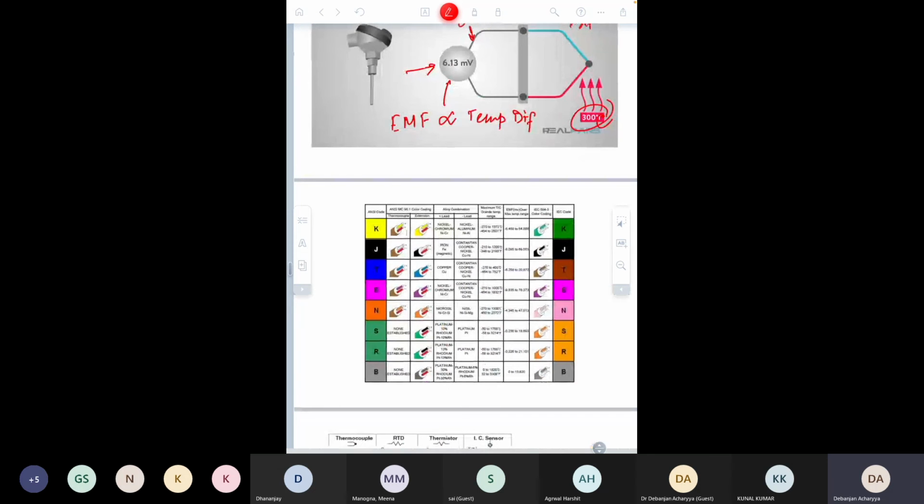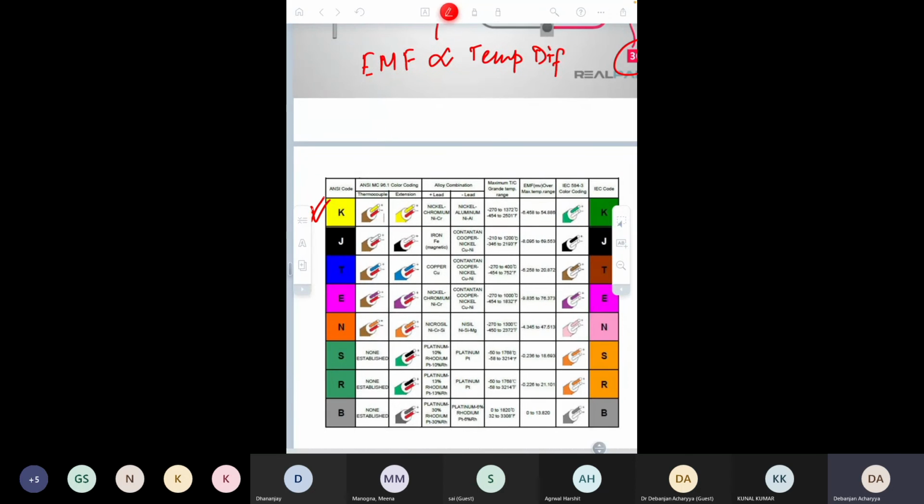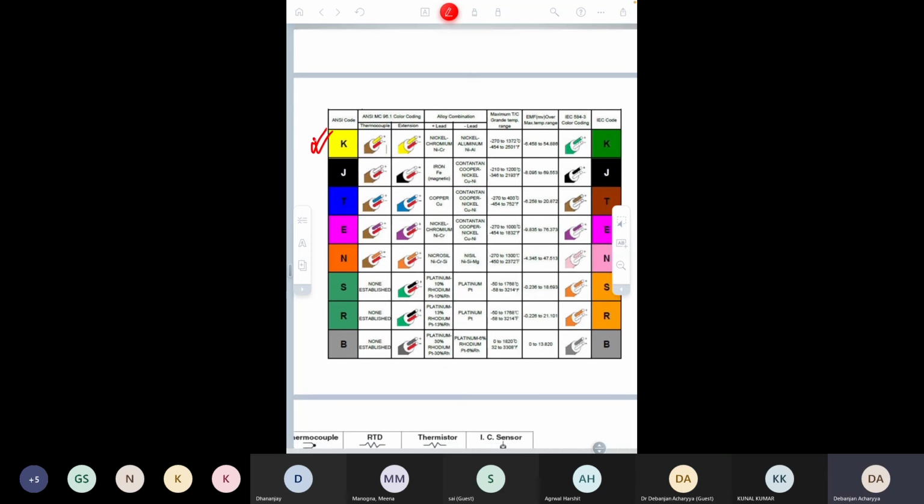There are several thermocouples in industry, but a very popular and well known thermocouple is the K-type thermocouple, and all these thermocouples can be classified or detected by observing their color. For example, the K-type thermocouple is yellow in color and made of nickel chromium, sometimes called nichrome.